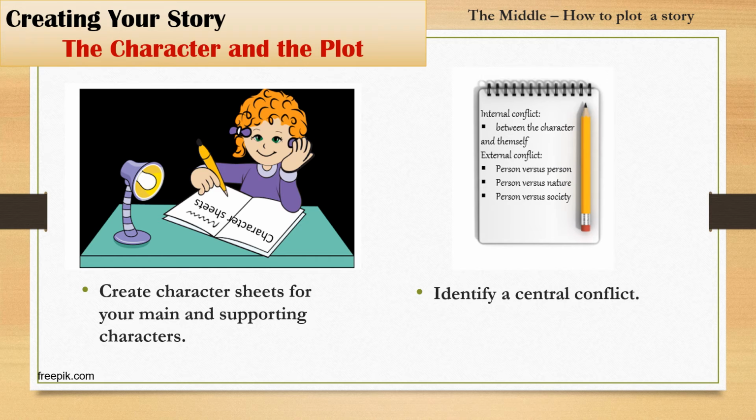Another external conflict is person versus nature. The main character faces natural elements. For example, campers must survive in the forest during a terrible storm. And then the last one is person versus society, wherein the main character confronts an issue. For example, a girl engaged in civil disobedience to help change a law.